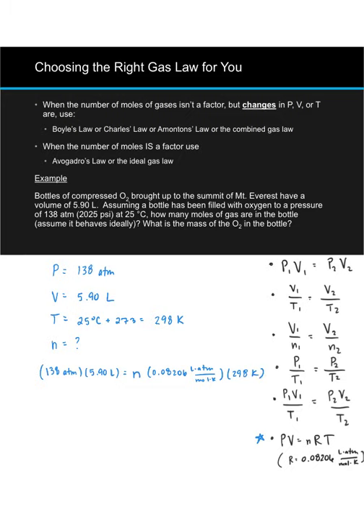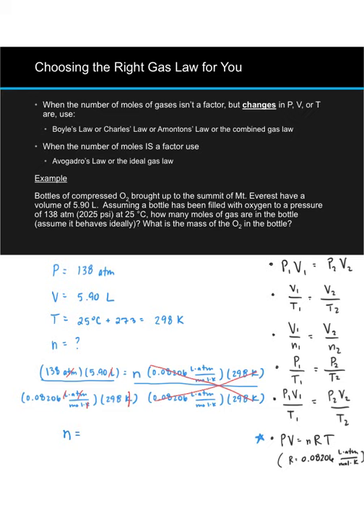To solve this problem, we'll need to divide both sides by 0.08206 times 298 K. When we do that and calculate the entirety of the left-hand side of this equation, we'll see that Kelvin units go away, liter units and atmosphere units go away, and we'll be left only with moles. The number of moles to 3 significant digits ends up as 33.3 moles.